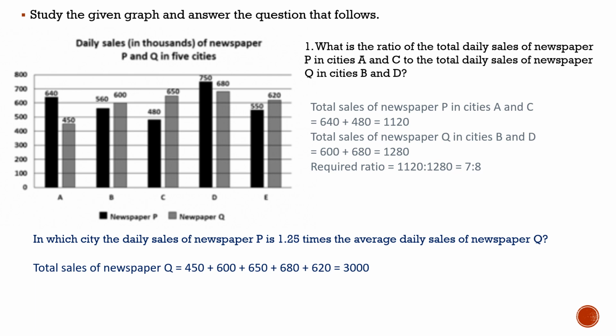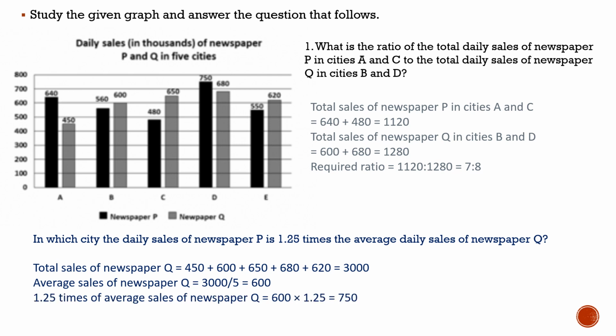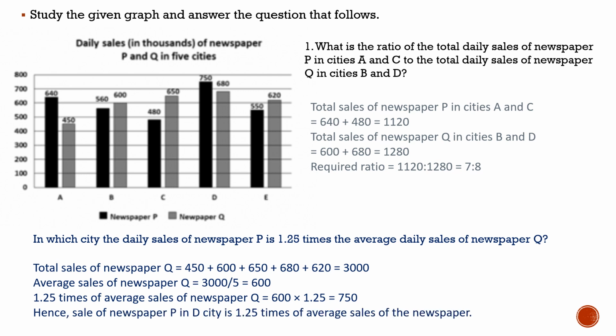To find average sales, divide the total sales by number of cities. So 3000 divided by 5, so 600. So average sales will be 600. Now 1.25 times sales of newspaper Q will be 1.25 into 600, that is 750. Now we have to search in the graph which city has a sales of P equal to 750. So we can see that city D has 750,000 of sales in newspaper P. Therefore, required answer is city D.